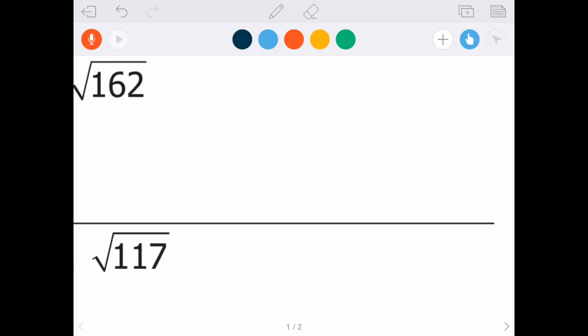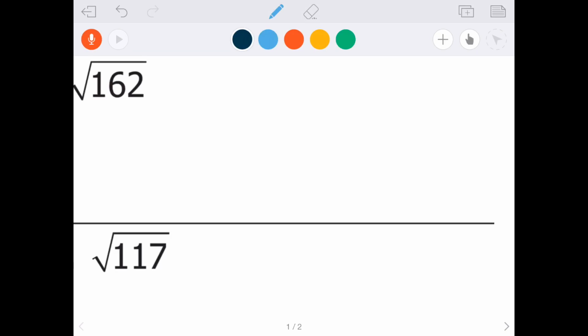Today's video is going to be on simplifying radicals. Now these radicals are just going to have numbers. Eventually we are going to get into radicals that have variables as well. But this is just going to be the basics, just with numbers.